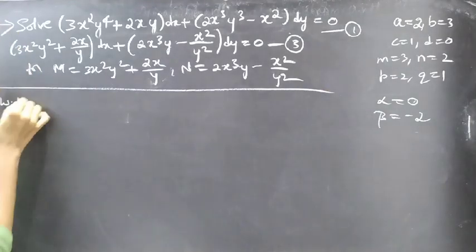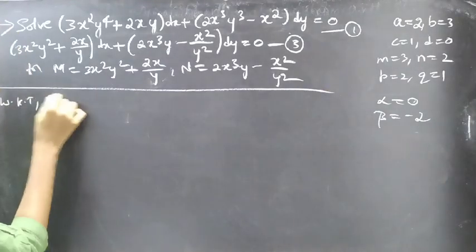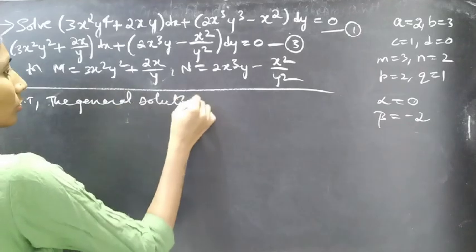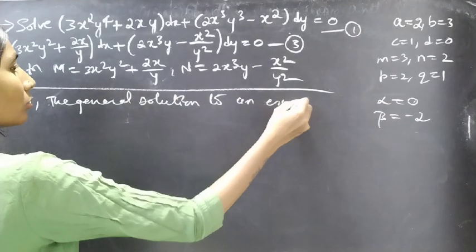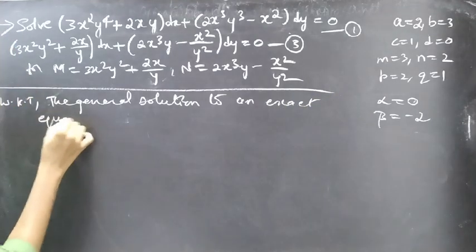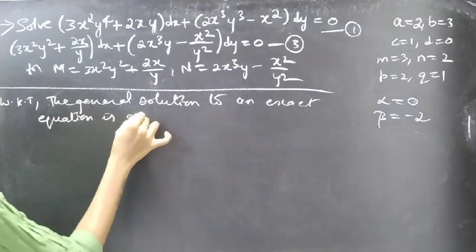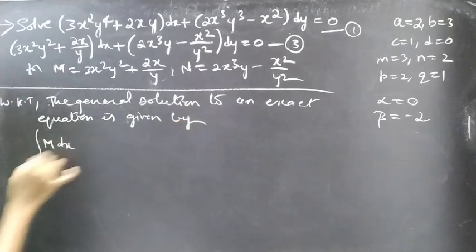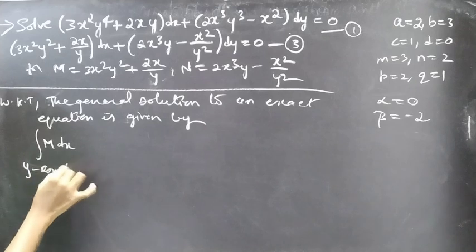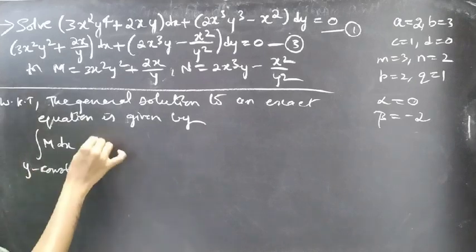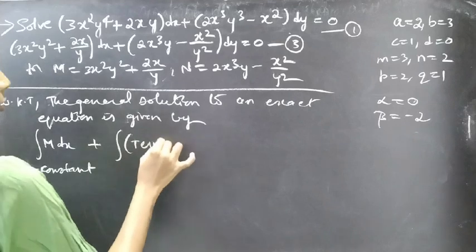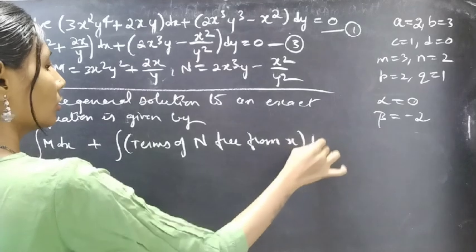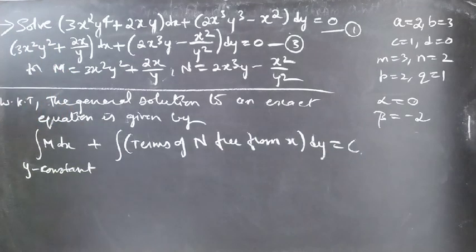We know that the general solution to an exact equation is given by integral M dx, treating y as constant, plus integral of terms of N free from x into dy, equal to c.